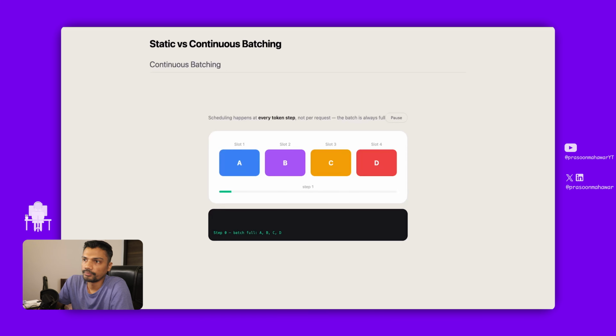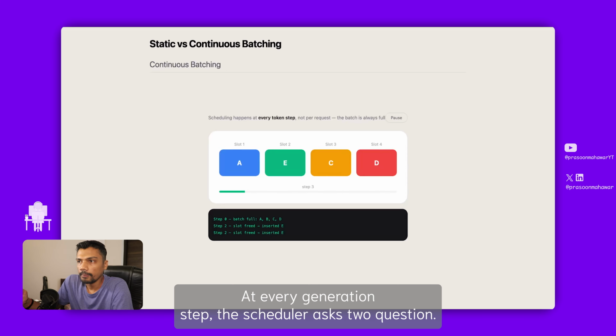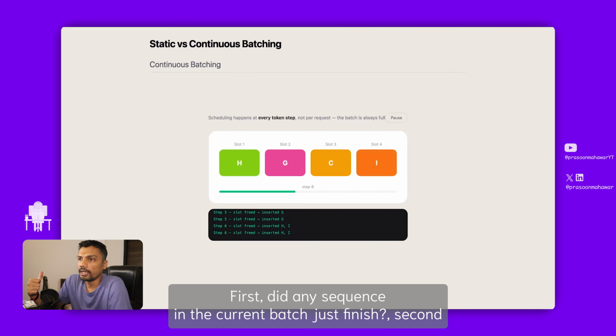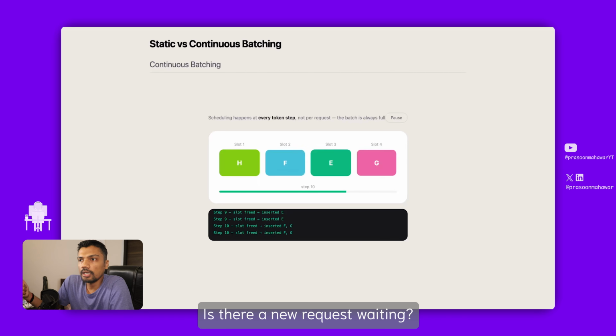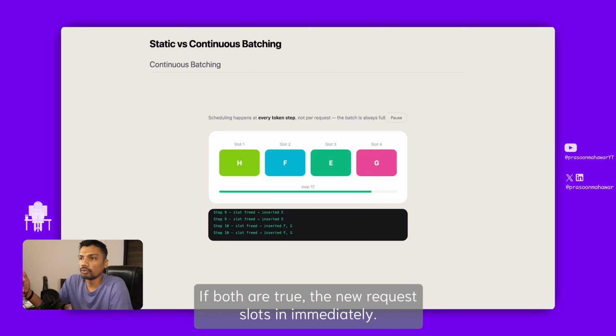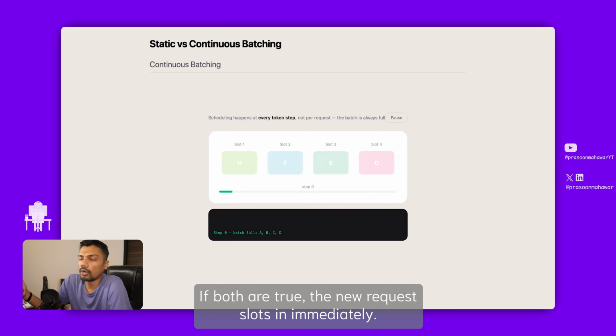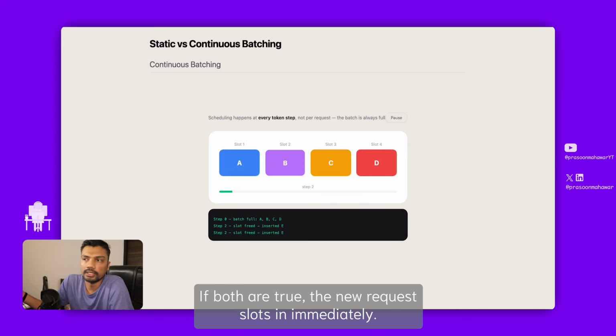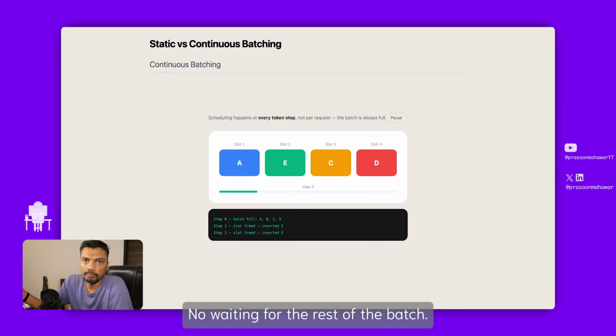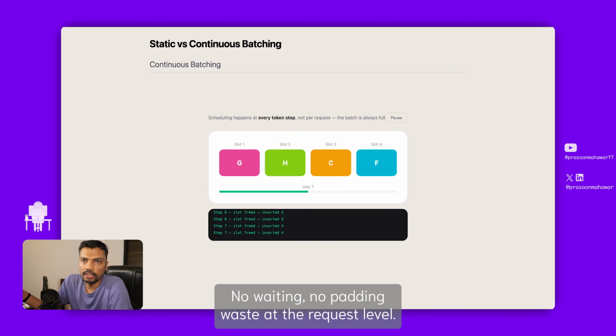Here's how it works. At every generation step, the scheduler asks two questions. First, did any sequence in the current batch just finish? Second, is there a new request waiting? If both are true, the new request slots in immediately. No waiting for the rest of the batch. This means that the batch is always full, no waiting, no padding waste at the request level.